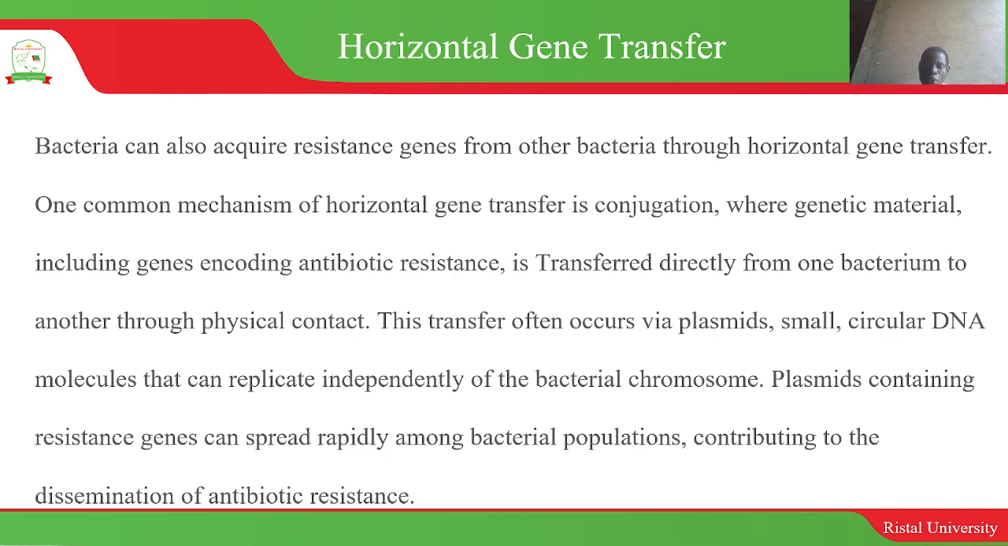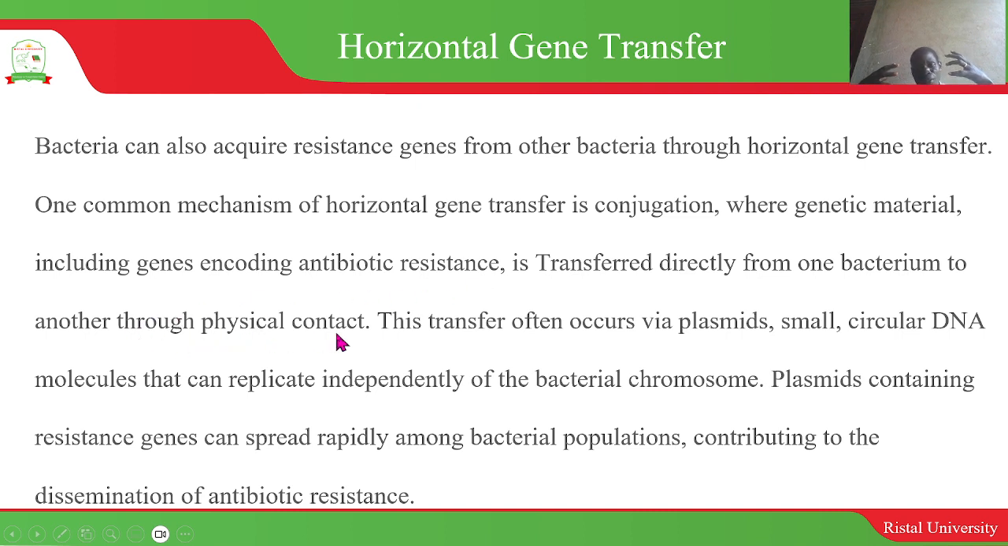Let's look at the horizontal gene transfer mechanism as a way of bacterial resistance to antibiotics. Here, bacteria can acquire resistant genes from other bacteria through horizontal gene transfer. One common mechanism of this gene transfer is conjugation, where genetic material, including genes encoding antibiotic resistance, is transferred directly from one bacteria to another through physical contact.